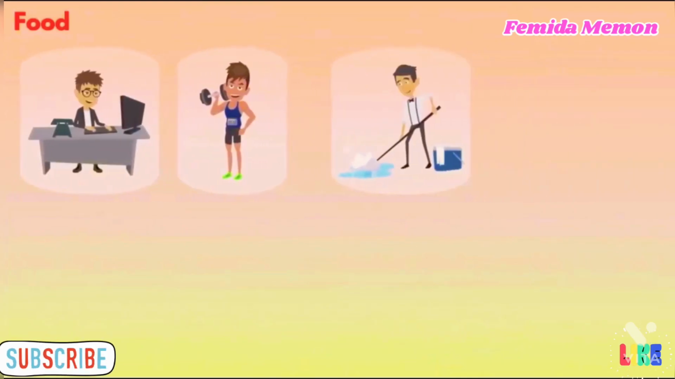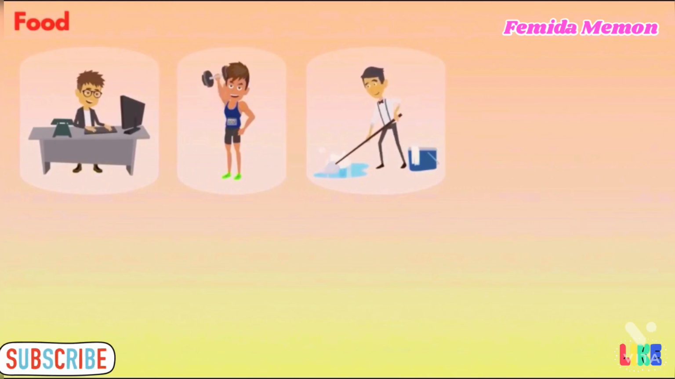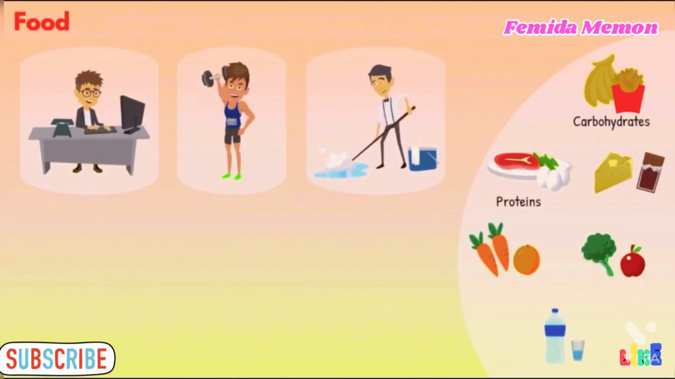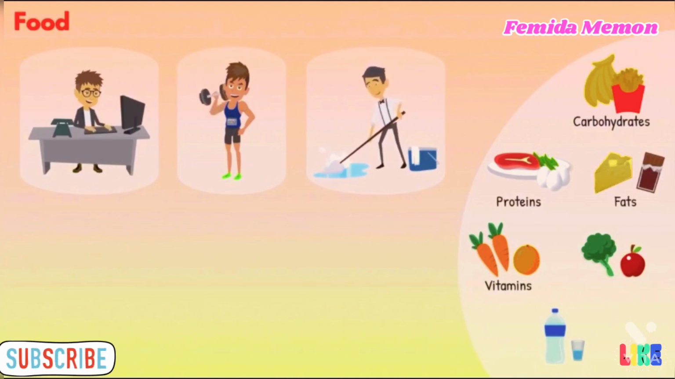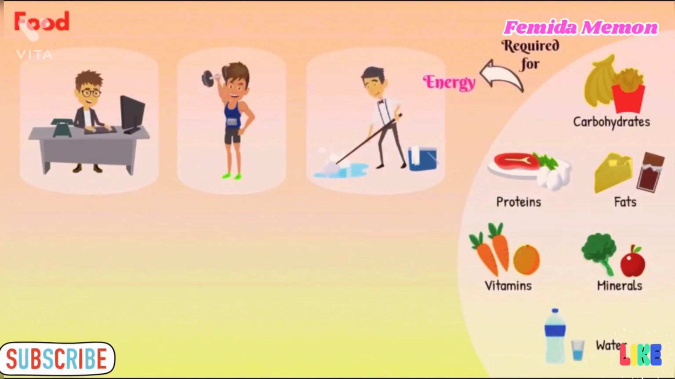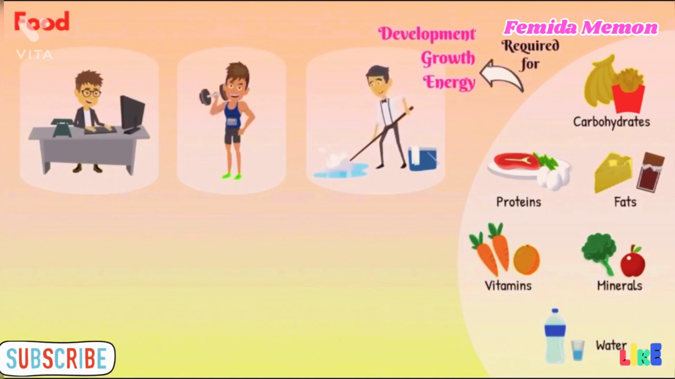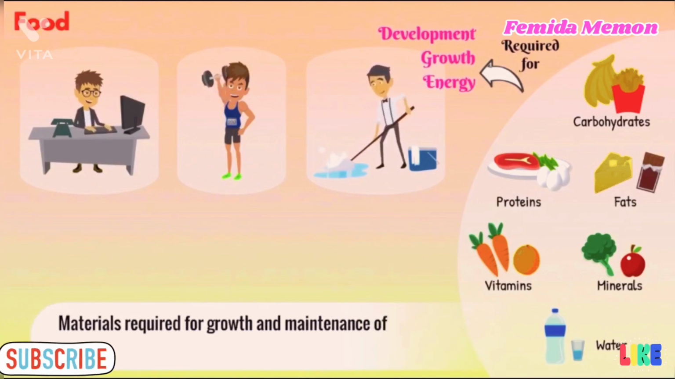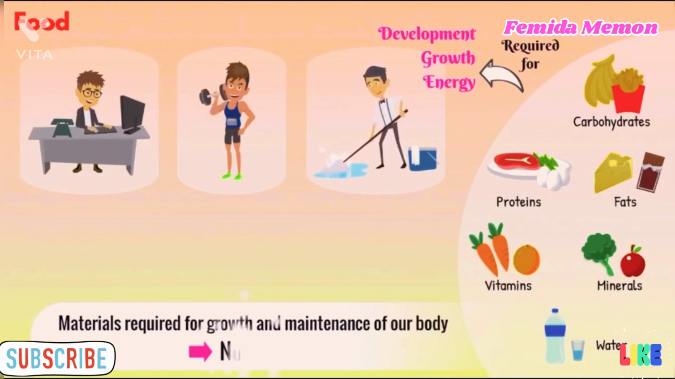We need energy to carry out different activities. We also need different materials for growth and development of our body. For example, carbohydrates, proteins, fats, vitamins, minerals, and water. The materials required for energy, growth, and development are nutrients. Basically, the materials required for growth and maintenance of our body are called nutrients.